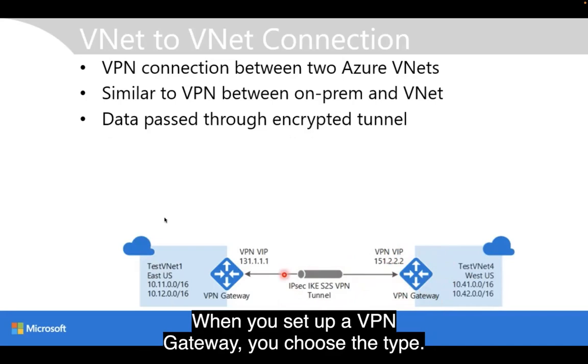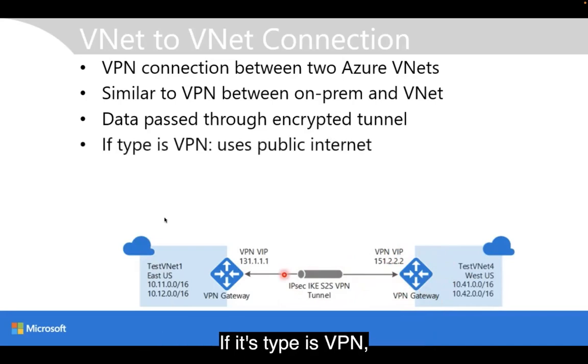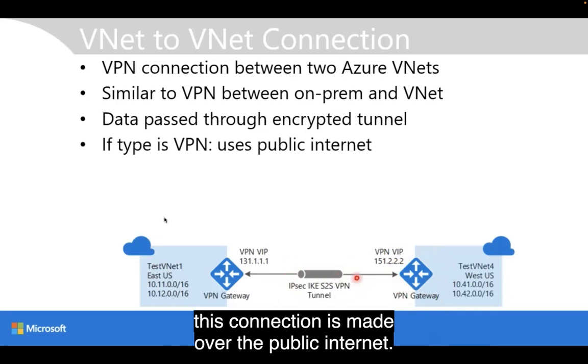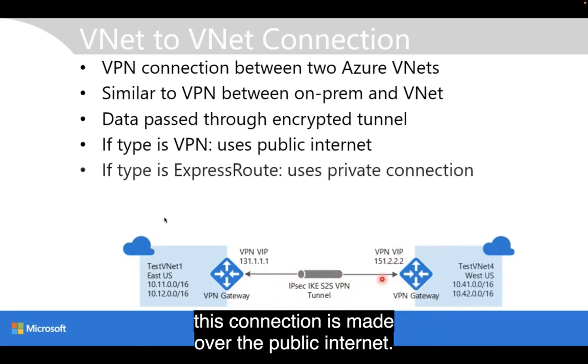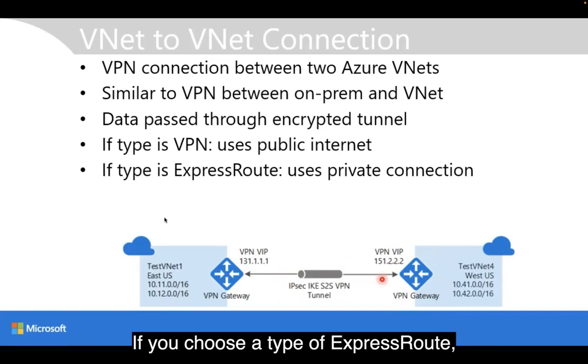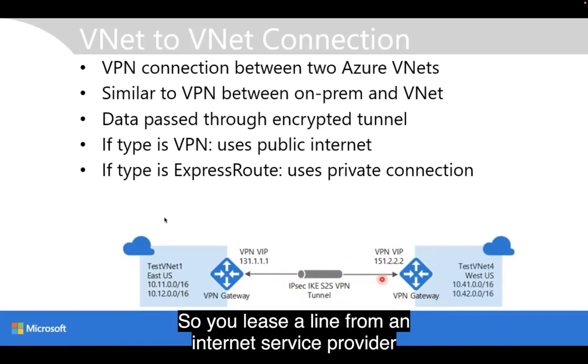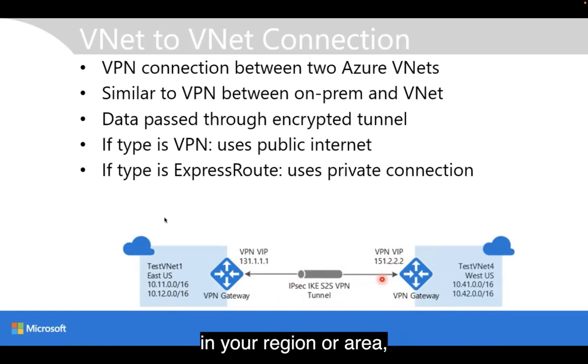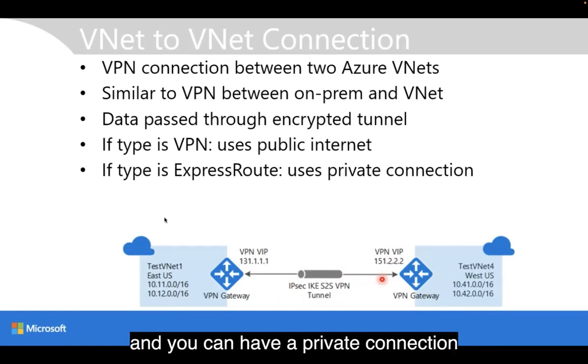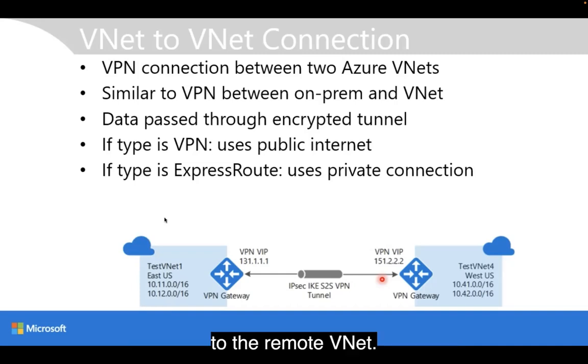When you set up a VPN gateway, you choose a type. If its type is VPN, this connection is made over the public internet. If you choose a type of ExpressRoute, it uses a private connection. So you lease a line from an internet service provider in your region or area, and you can have a private connection to the remote VNet.